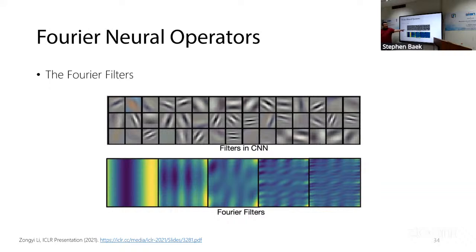In the case of a CNN, we define the convolution kernels as, say, a 3x3 kernel or 5x5 kernel, and then we scan that convolution kernel over an image, versus the Fourier kernel defined over the entire image domain. So Fourier filters are better at capturing global trends inside of the image.